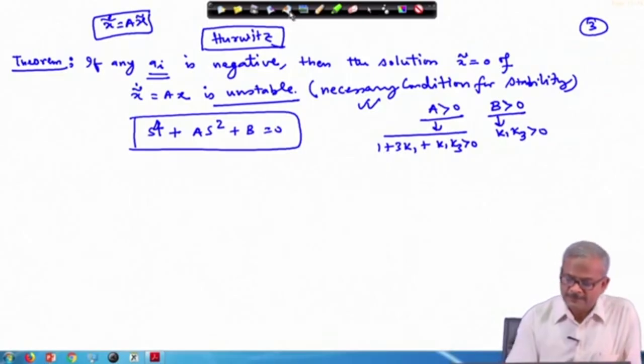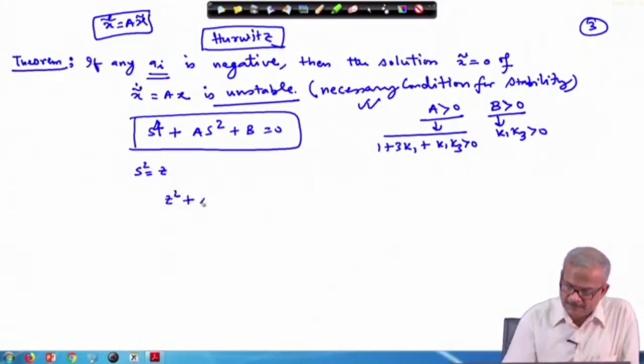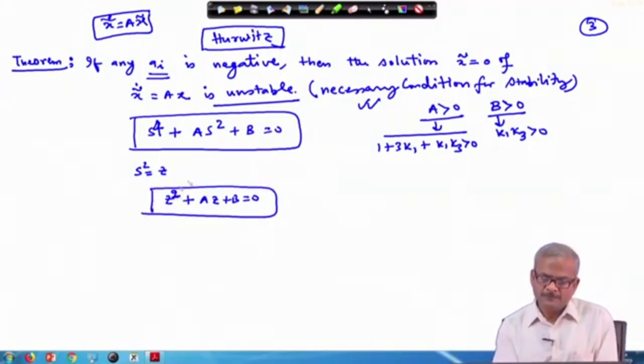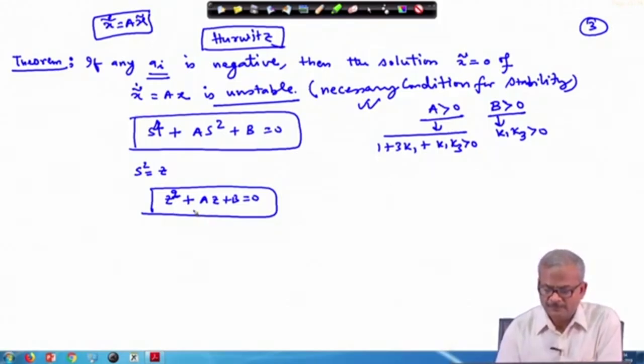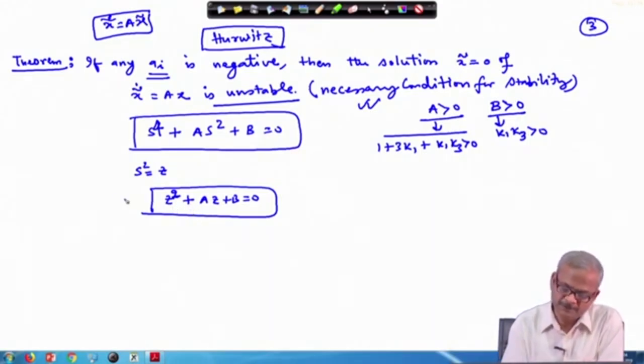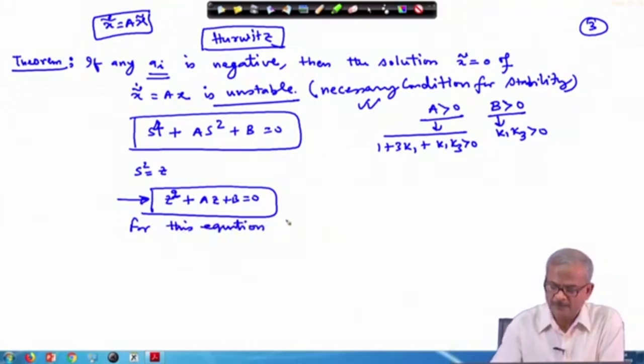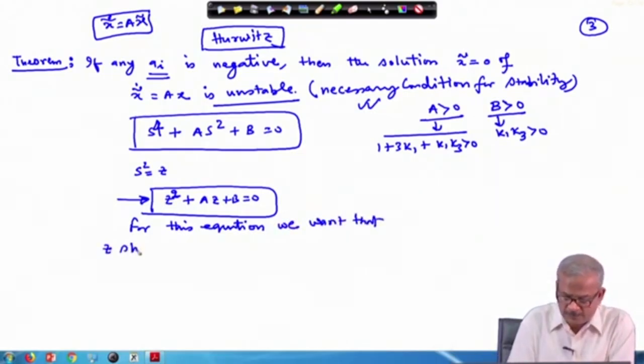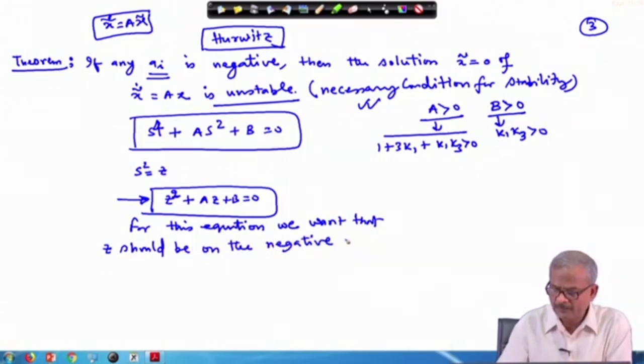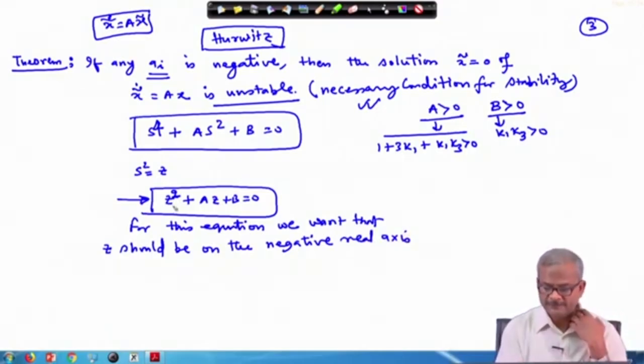But to explore further, let us assume that we write s square equal to z. So the above equation can be written as z square plus a times z plus b equal to 0. Now, rather than inquiring about the imaginary or complex roots, just look into this particular one. For this equation, we want that z should be on the negative real axis.